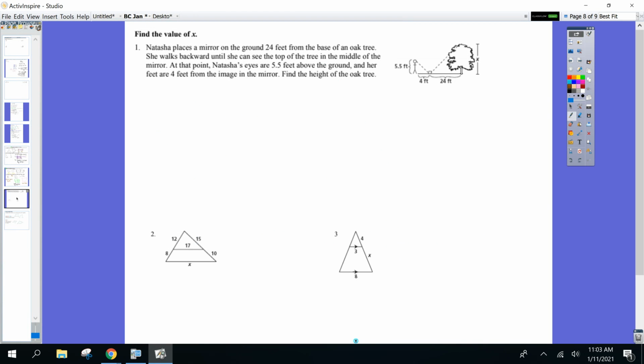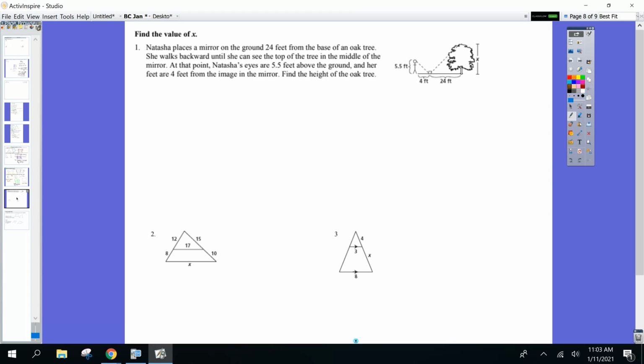So let me go to one of my top 10 word problems of the year right here with Natasha. Top 10, guys, top 10. Possibly top 7. I haven't re-ranked them in a couple years, but. So how about Natasha here? Placing a mirror on the ground 24 feet away from the base of an oak tree. An oak tree, because that's important, because if it was redwood, pine, maple, maybe it would affect the problem, but this is an oak tree.